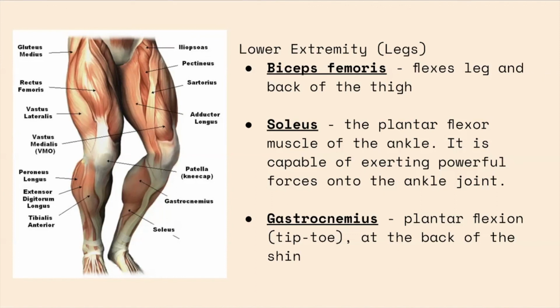Helps control the ankle. It is capable of exerting forces on the ankle joint. We have the gastrocnemius, which also helps with tiptoeing, the plantar flexion, and it is at the back of the shin.